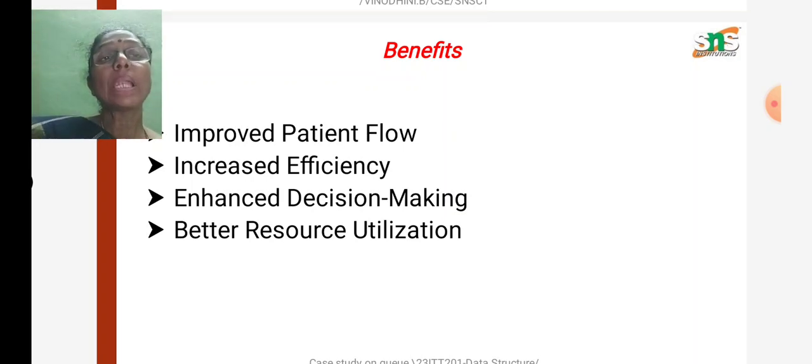I hope you understand how the queue data structure is implemented in a hospital emergency department management system. Thank you.